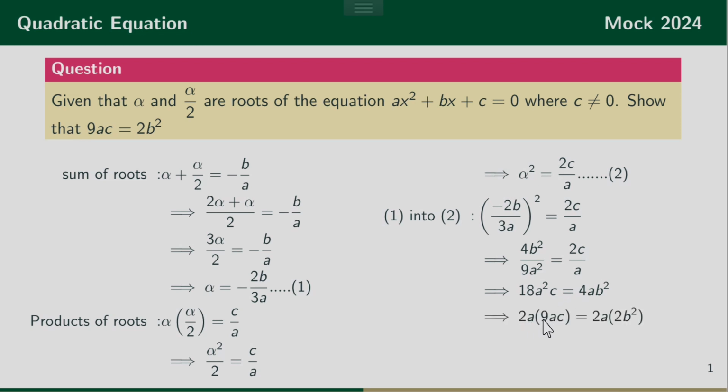Factoring 2a, I obtain 9ac, because if I multiply out the bracket, 2 times 9 gives 18, a times a gives a squared times c. Doing likewise on the right hand side, 2 times 2 gives 4, a b squared. Now 2a is common to both sides. I strike off 2a from both sides of this equation, and I'll be having 9ac is equal to 2b squared as required.